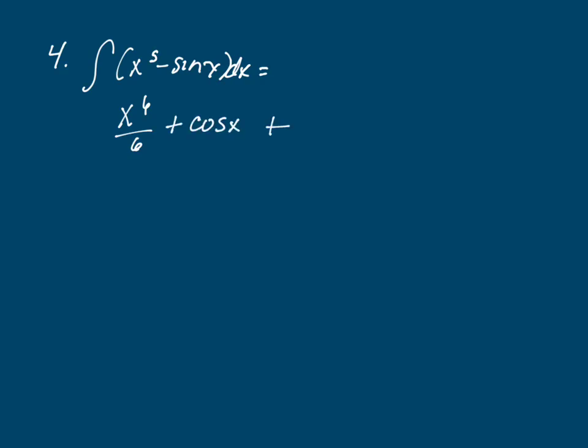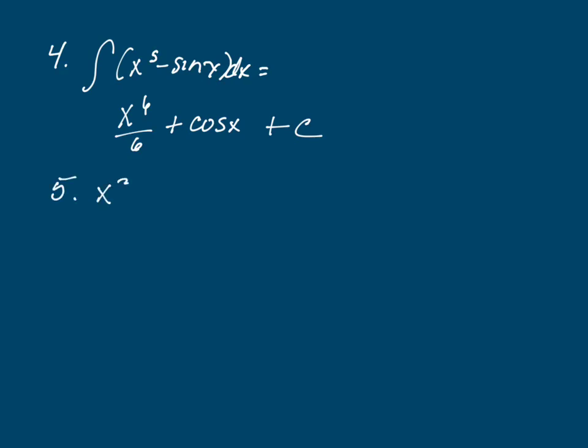And let's see, number 4, we have the integral of x to the 5th minus sine x dx. Let's take that in steps: x to the 6 over 6, and then the integral of sine is negative cosine, so that would be plus cosine x plus c. So far, these have been pretty simple. They get a little tougher.